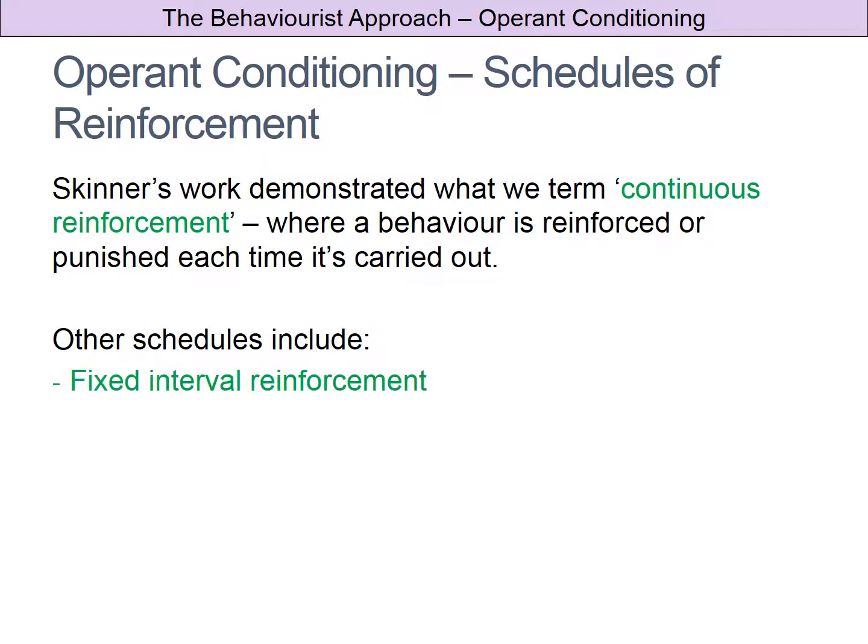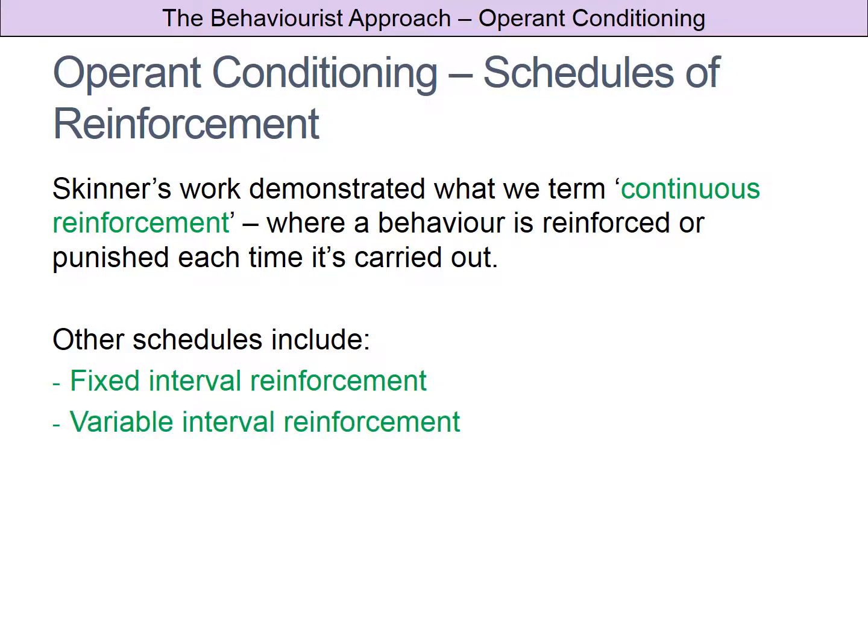So other schedules, fixed interval reinforcement. So fixed interval reinforcement is when the consequence will happen at a fixed time, so for example every 10 minutes, provided the behaviour has been performed at some point within that 10 minutes. So the behaviour is performed, but it's not until the end of that 10 minutes that the consequence will occur.